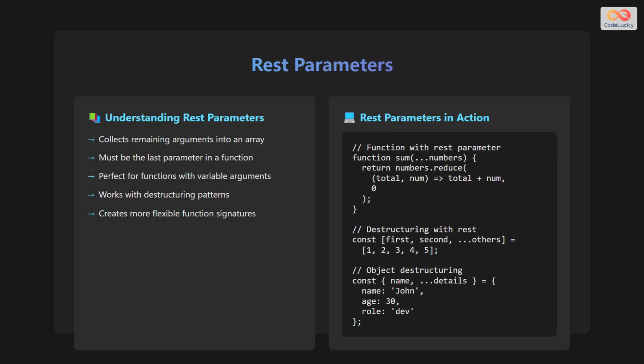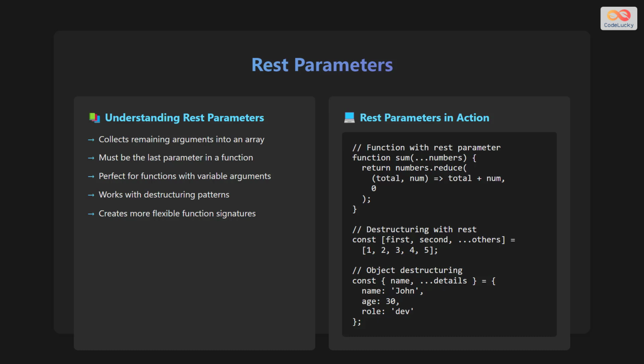Let us now turn our attention to REST parameters. REST parameters are denoted by 3 dots followed by the parameter name in a function definition. It collects the remaining arguments of a function into an array. The REST parameter must be the last parameter in the function definition. It is perfect for functions with variable numbers of arguments. REST parameters work well with destructuring patterns. It is useful for creating more flexible function signatures.